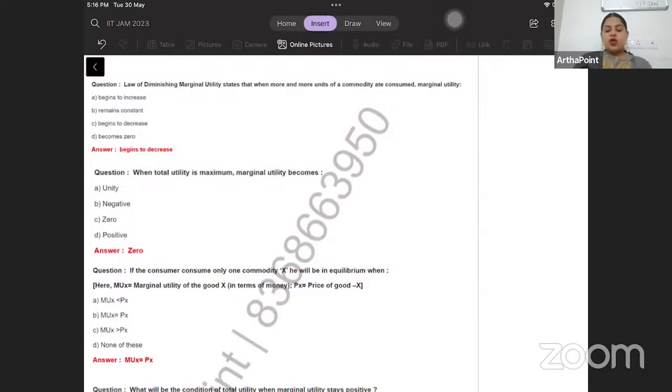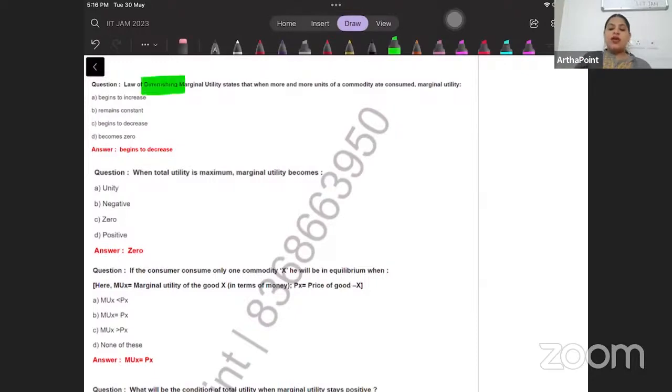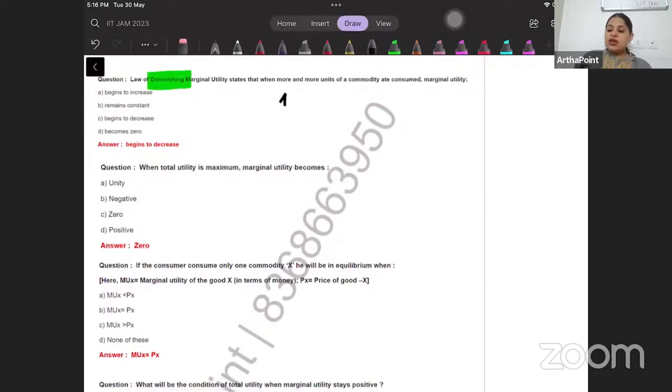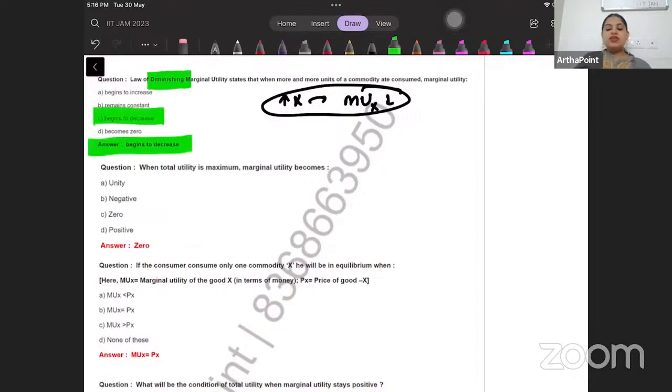It says, the law of diminishing marginal utility states that when more and more units of a commodity are consumed, marginal utility. So we know that the law of marginal utility is diminishing, which means as you increase the consumption of the good, the marginal utility decreases. So the answer will be begins to decrease. That means C. So the answer to this question is C. It begins to decrease. Okay, beta, come to the next question.